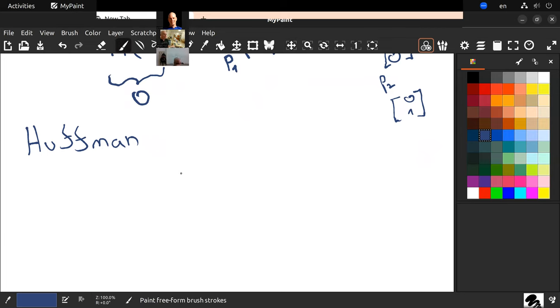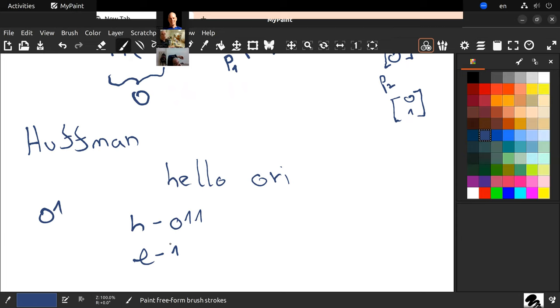Suppose you want to send me a letter in English, but you have only bits, like zero and one, and you want to have a code for each English letter. So you want to say, hello, Ori, but you don't have letters, you have only bits. You want to decide what will be a good code for H, for example, maybe 100, and for E, maybe 11. What would be a good code?